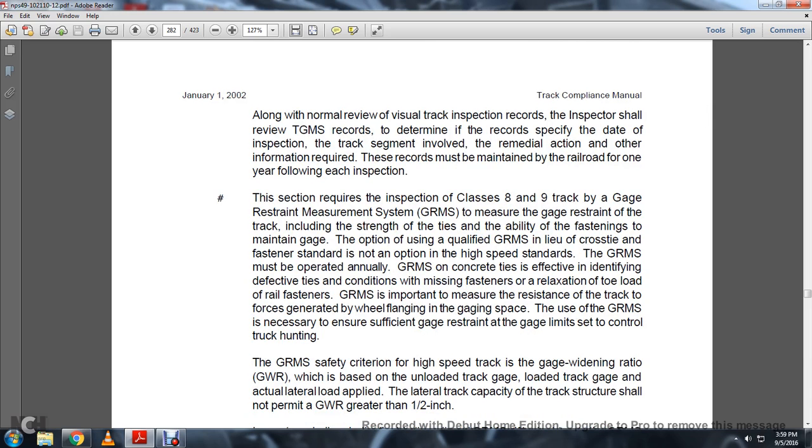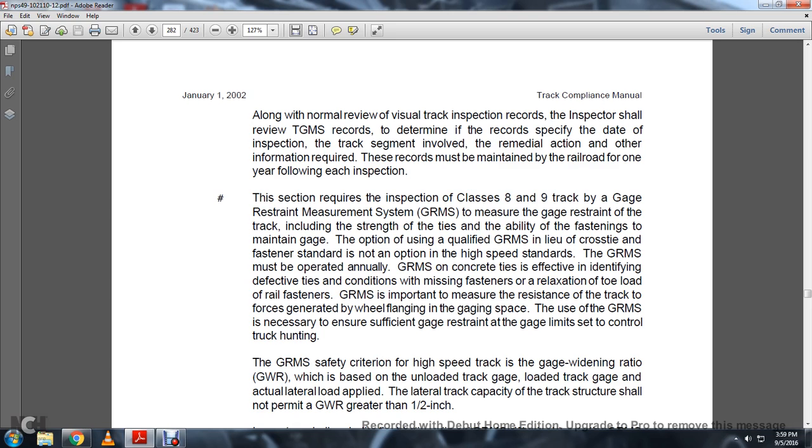This section requires inspection of Class 8 and 9 track with the gauge restraint measurement system to measure the gauge restraint of the track, including the strength, the size, the ability of the fastening to maintain the gauge. There is the option of using the qualified gauge restraint measurement system in lieu of the cross-tie fastener standard, and it is not an option in the high-speed standard. The gauge restraint measurement system must be operated annually.